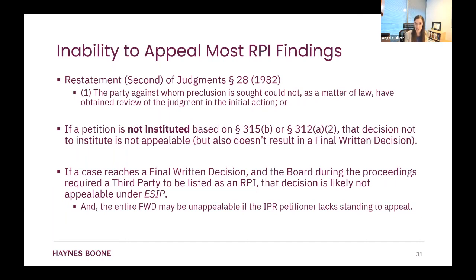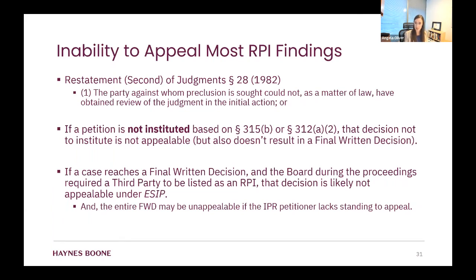So one of the first exceptions mentioned in Section 28 of the Restatement with respect to exceptions to issue preclusion is this idea of not being able to appeal the issue. And so now you're probably thinking, oh, that is why we talked for like 3 minutes about RPI decisions not being appealable. Is there maybe something to work with here on this front?